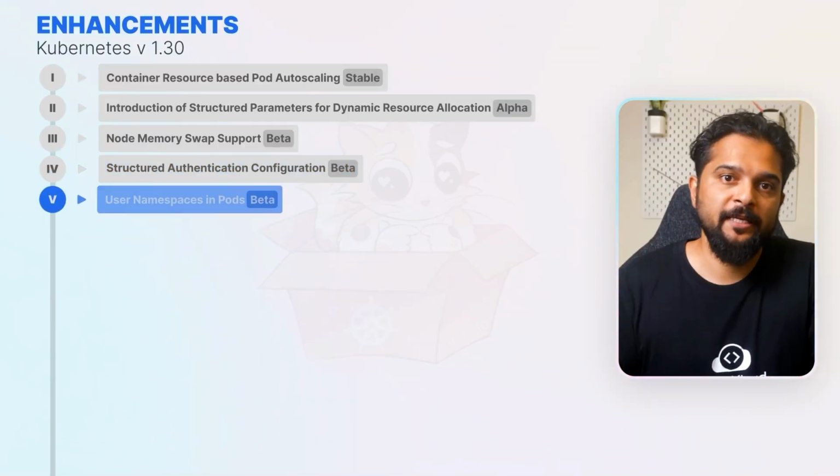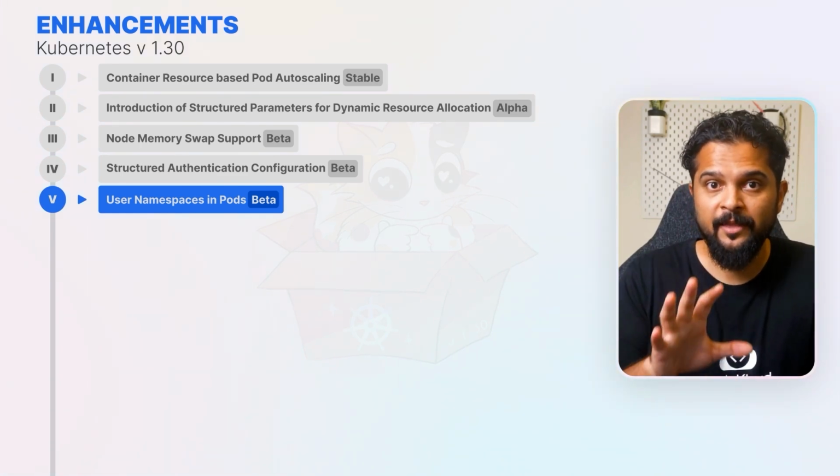Another major update is supporting user namespace in pods, and that feature is moving to beta. So in our last release video, we introduced the feature of user namespaces in pods for Kubernetes, discussing its initial capabilities in version 1.29. And if you haven't seen that discussion or need a refresher on the foundational concepts, you can watch it here before continuing with the new updates in version 1.30.